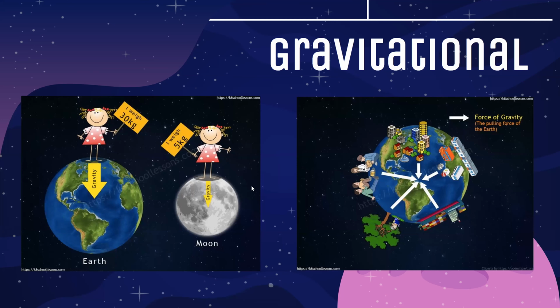Gravitational force, we talked about this many times, right? It's equal to mg, which is your mass times the gravitational field strength of where you are. That's why you see in this diagram to the left, right?